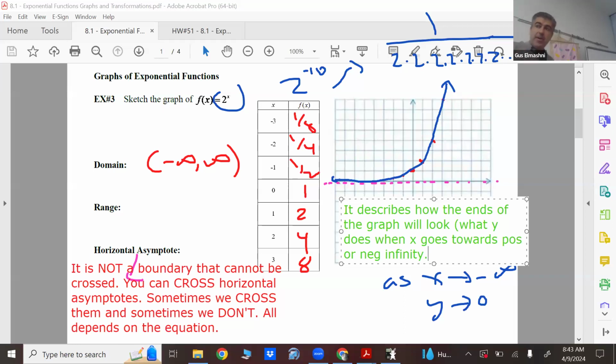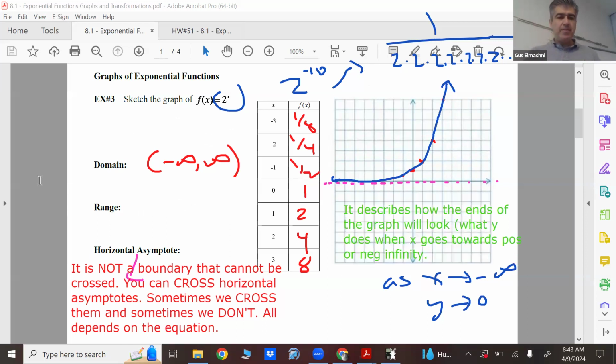That left end, that left arrow looks like y equals 0. It's not y equals 0. It's y equals 0.000001, but it's pretty darn close to y equals 0. So we're going to say that the horizontal asymptote is y equals 0. And the range, we're going to say this. So there is kind of a limit. You want to think like that.